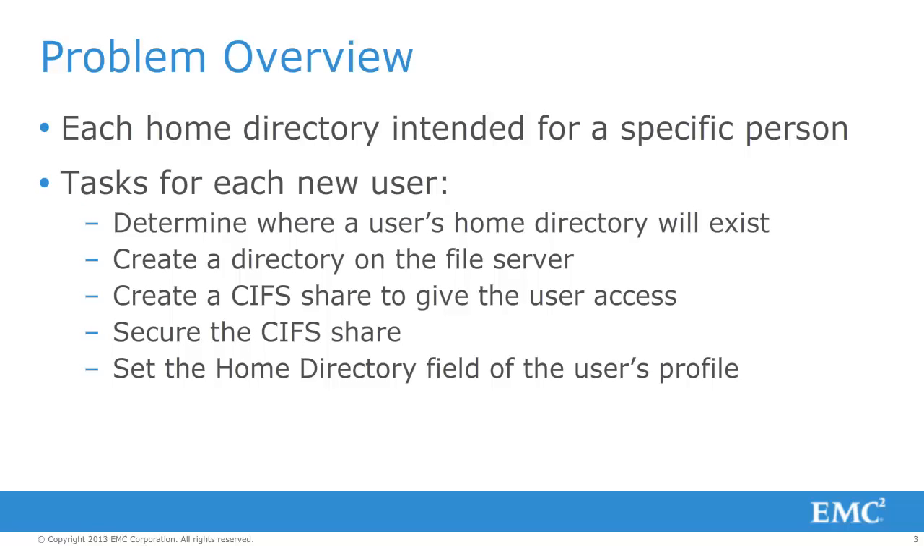In most business environments, user home directories are typically not shared, meaning every home directory is intended for a specific user, so administrators have the important task of setting up and securing each one. To put that into context, whenever a new employee is added to a business, the administrator has to do the following tasks. First, determine where a user's home directory will exist, then create a directory on the chosen file server to act as the user's home directory, then create a CIFS share to give that user access, and then secure that CIFS share. Finally, they have to set the home directory field of the user's profile on the domain controller to reflect their appropriate home directory location.